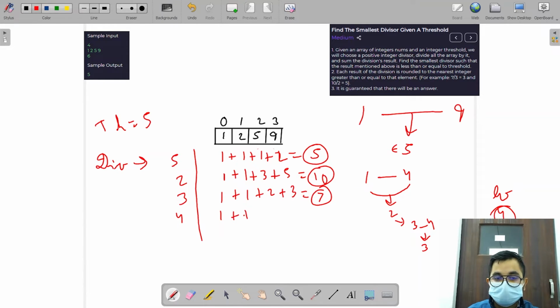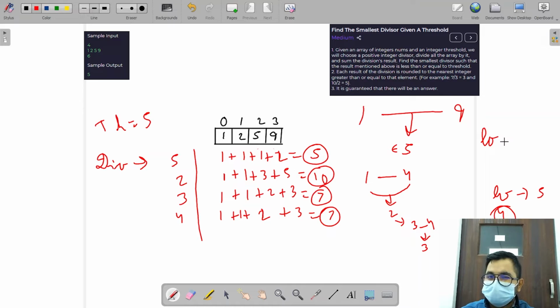So 1 plus 1 plus 2 plus 3, 5, 6, 7. 7 again, which is more. So we need to increase our low and higher. We need to search our area, but we are overlapping already. If we are going to increase our low, my low will become 5 and high will remain 4.